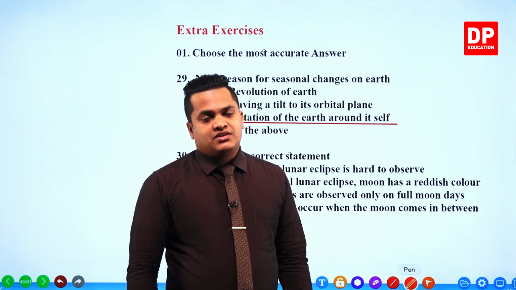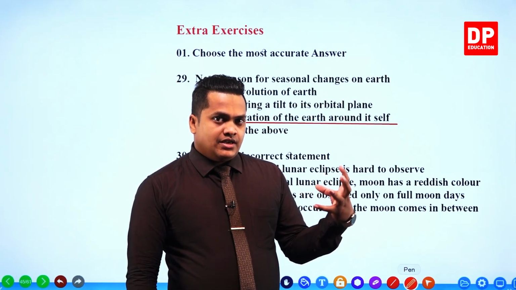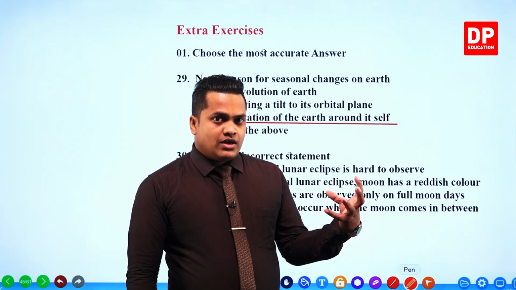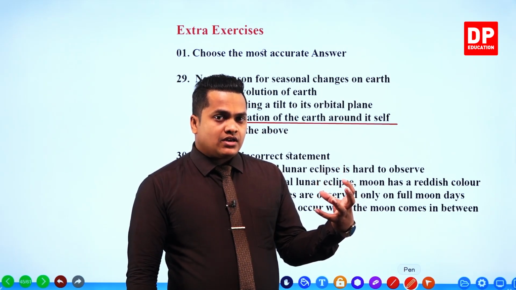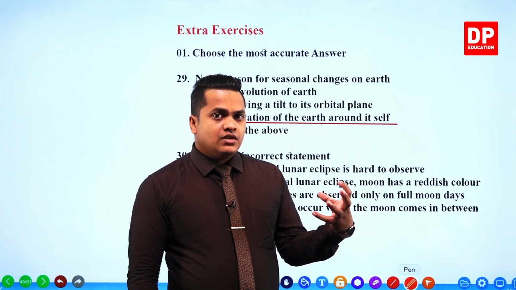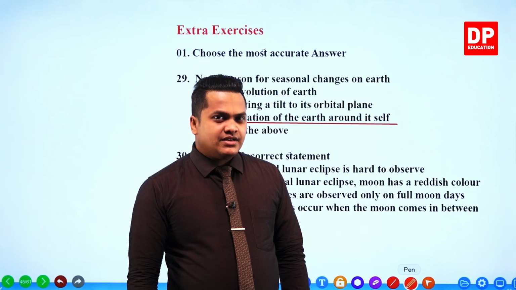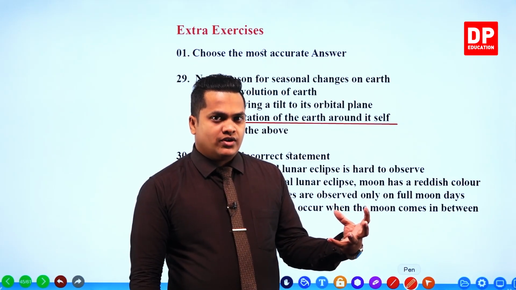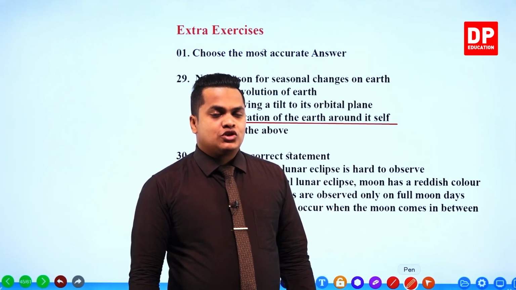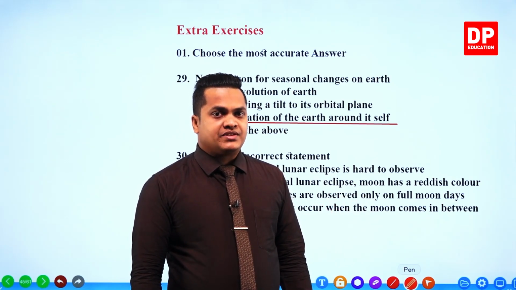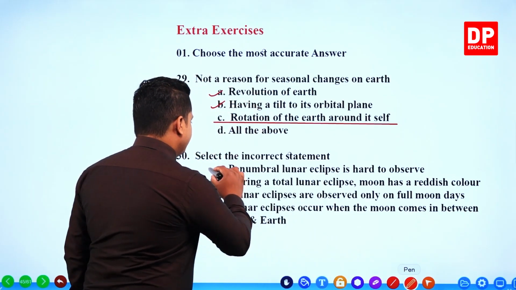A penumbral lunar eclipse is very hard to observe because there is no distinct change in the brightness of the moon, right? There is no distinct change in the brightness of the moon. So therefore, penumbral lunar eclipses are somewhat hard to observe. So this point is correct.